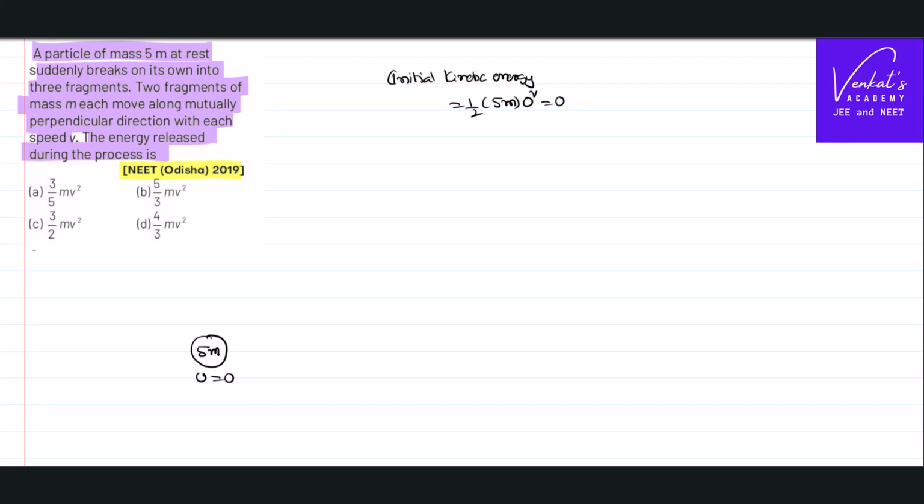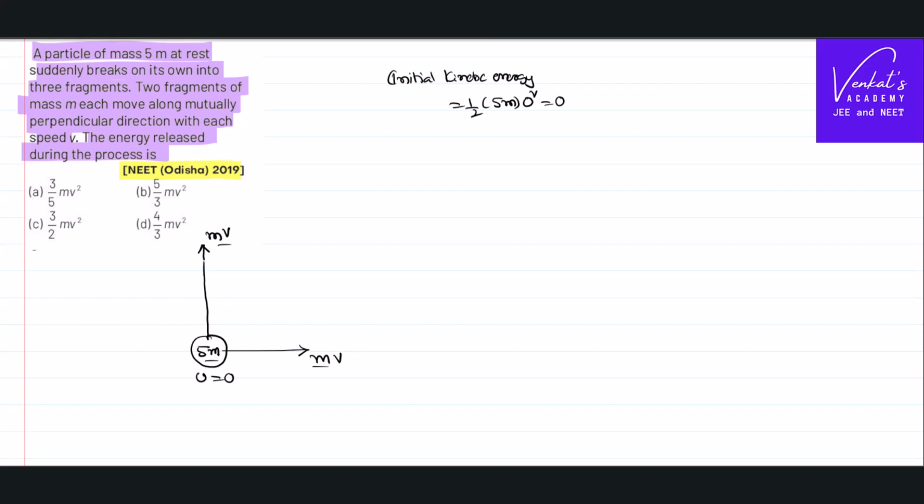Now what he is saying is it is divided into 3 fragments. One of mass m moved perpendicularly with a velocity v. One more, having the same mass, moved perpendicularly. So out of 5m, m and m are gone. Where does the remaining 3m go is the kind of question we can ask.